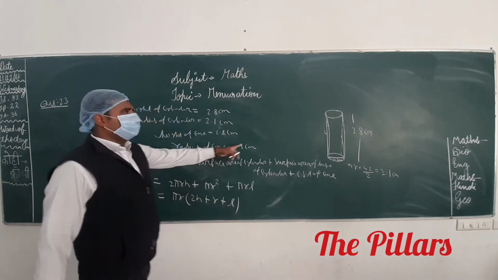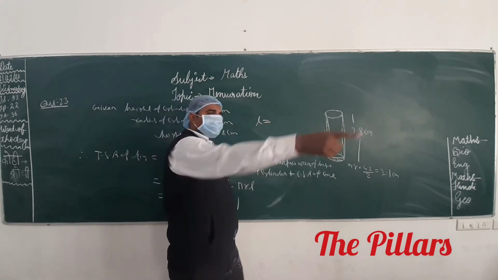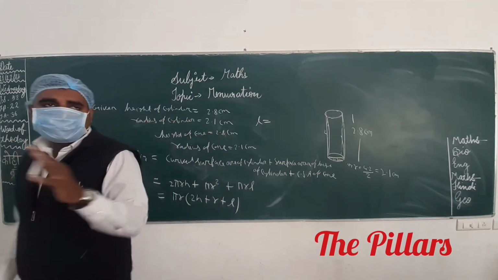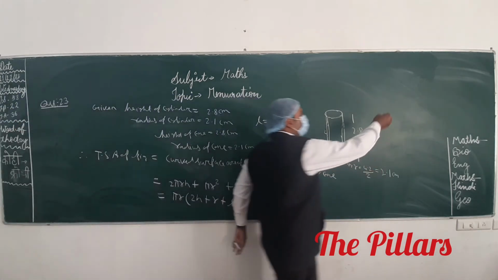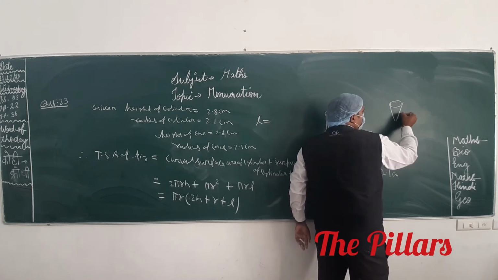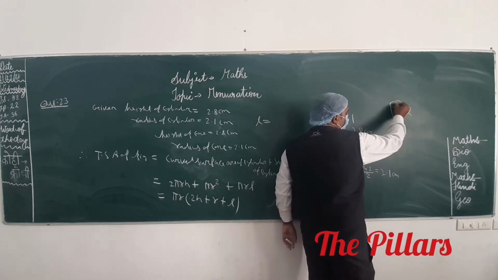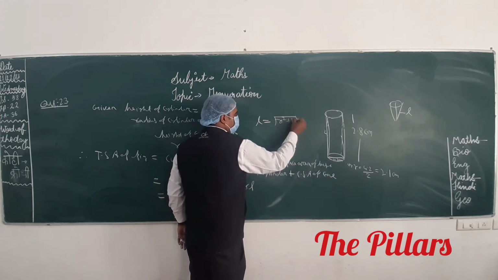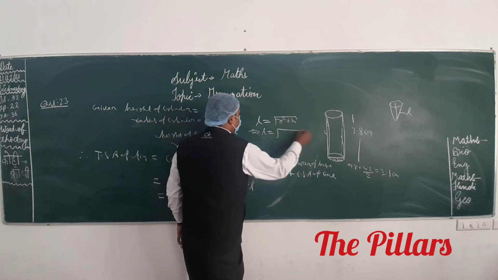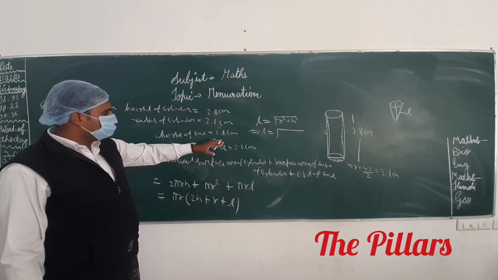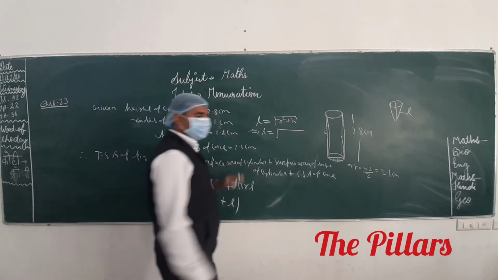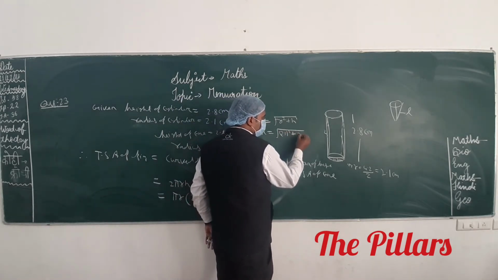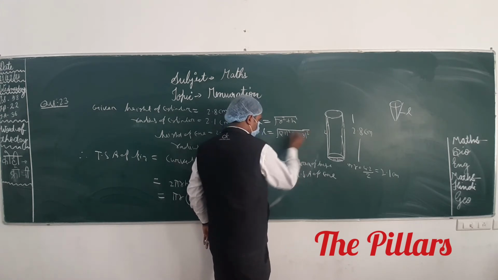We have to calculate l here. Value of l, Riya. Slant height l, how do we calculate it? Whenever the height of the cone is given and the radius of the cone is given, how do we calculate the slant height l? Under root r square plus h square. This implies that l equals under root r square, it means 2.1 whole square plus h square, 2.8 whole square.